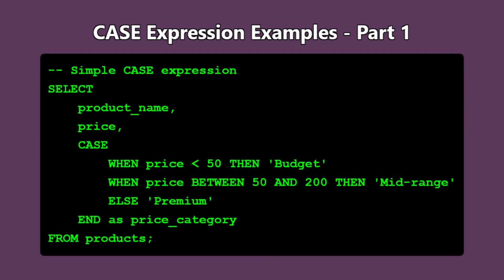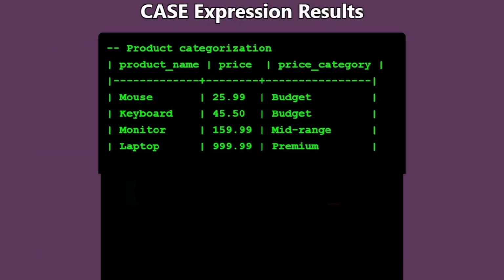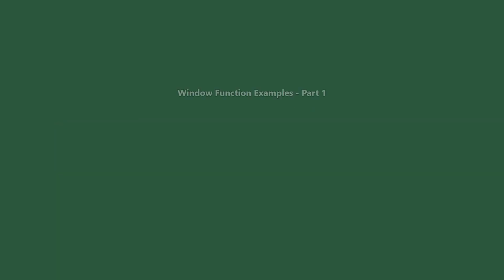Products under $50 are labeled as budget, those between $50 and $200 are mid-range, and anything above $200 is premium. This creates a meaningful categorization. Moving on to the results. The product categorization shows each product with its price and assigned category. The mouse and keyboard fall into the budget category, the monitor is mid-range, and the laptop is premium.